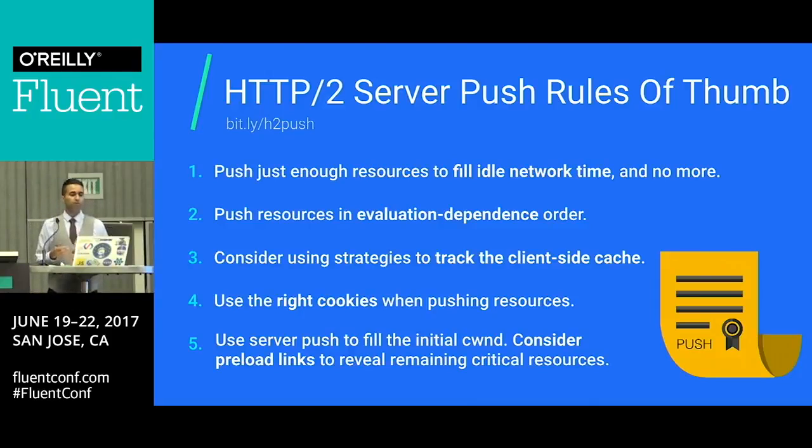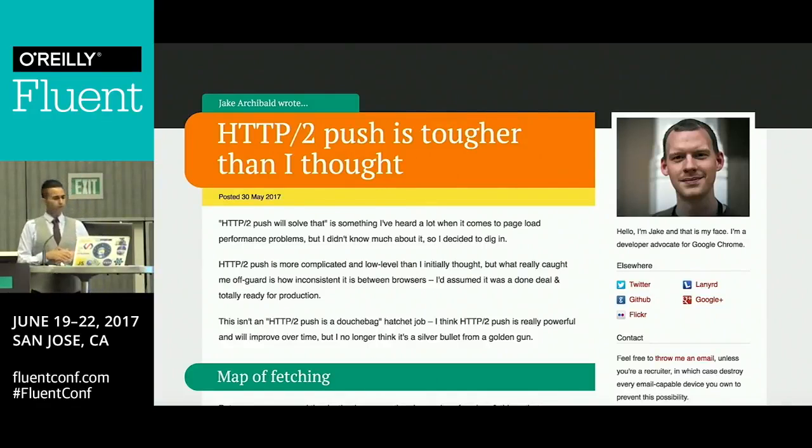Now, there are a ton of server push rules of thumb that have been documented by some folks on the Chrome team and lots of other folks in the community that are in sort of the web performance space. Try to avoid pushing too much stuff. Try to push things in evaluation dependence order. Do use some mechanism to track what is inside the client-side cache. There's more information available in this great doc at bit.ly/h2push in case you're interested in these gotchas. Jake Archibald recently also wrote a really great article where he talks about some of the difficulties he ran into with H2Push.